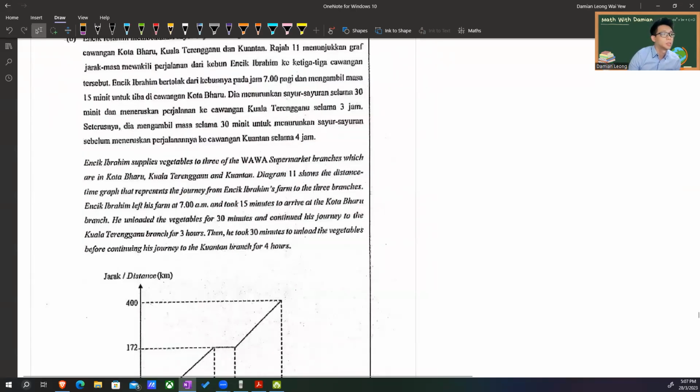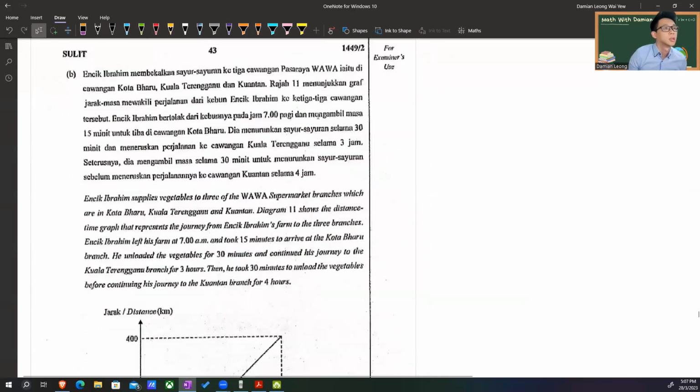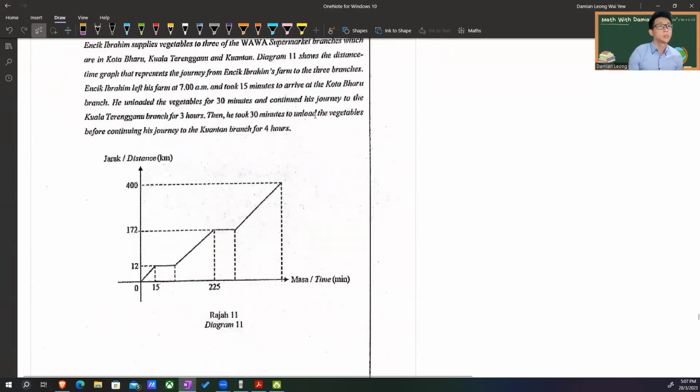Then part B. Encik Ibrahim supplies vegetables to 3 of the Wawa supermarket branches, which are in Kota Baru, Kuala Terengganu, and Kuantan. Diagram 11 shows distance against time graph, represents journey from his farm to 3 branches. At his farm, 7 a.m., 15 minutes to arrive at Kota Baru. Unloaded vegetable for 30 minutes, so means here is 45.